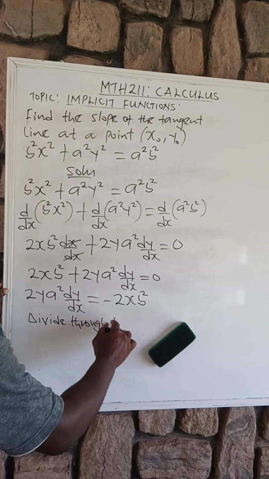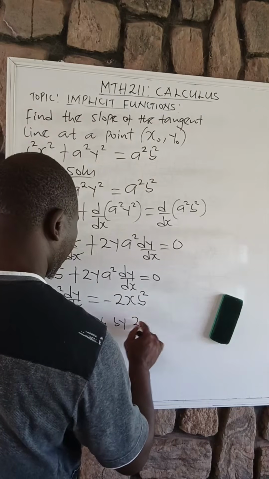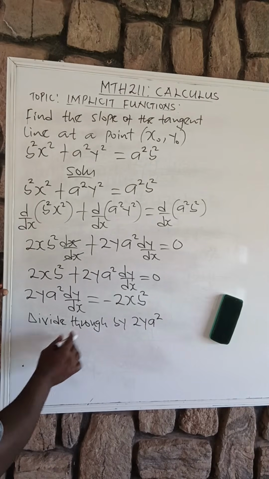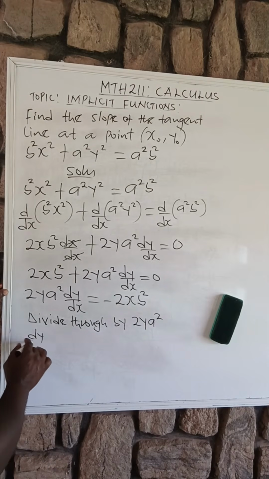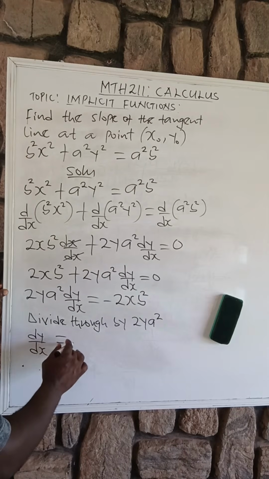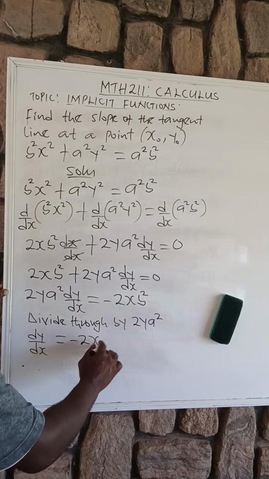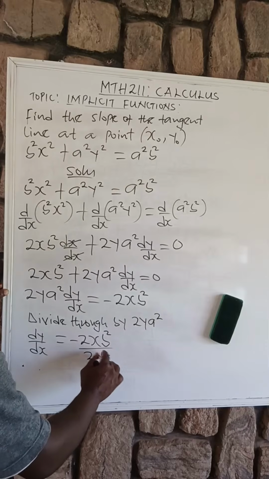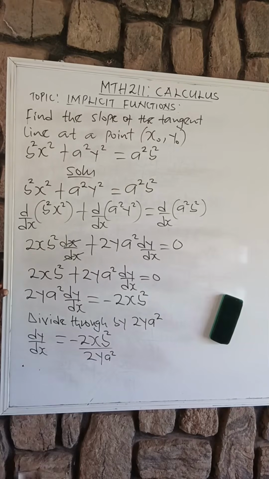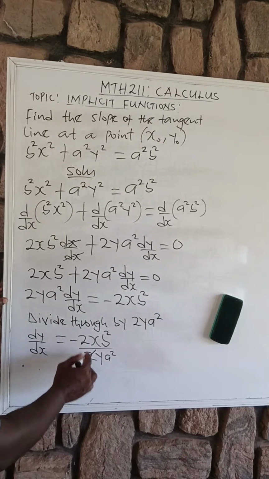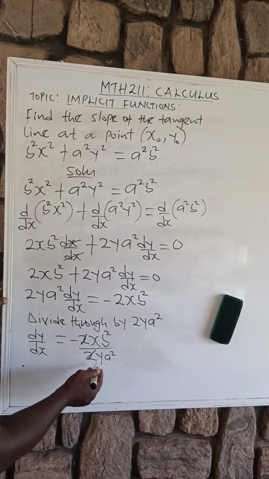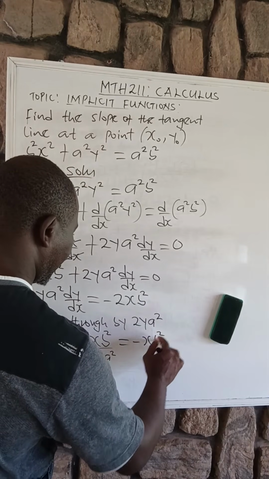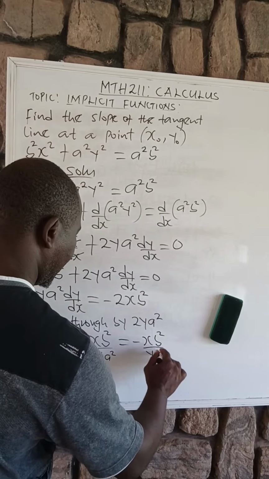So what we do, we divide through by 2y a squared in order to obtain dy all over dx. So it means if we do that, we are going to have dy all over dx equals minus 2x b squared all over 2y a squared. Can you see now? So 2 will cancel. Then this is the same as minus x b squared all over y a squared.